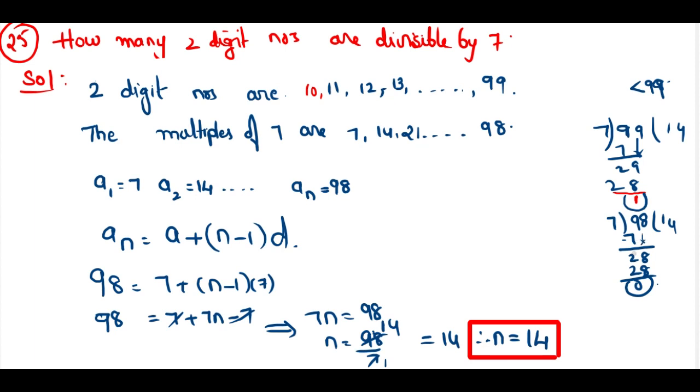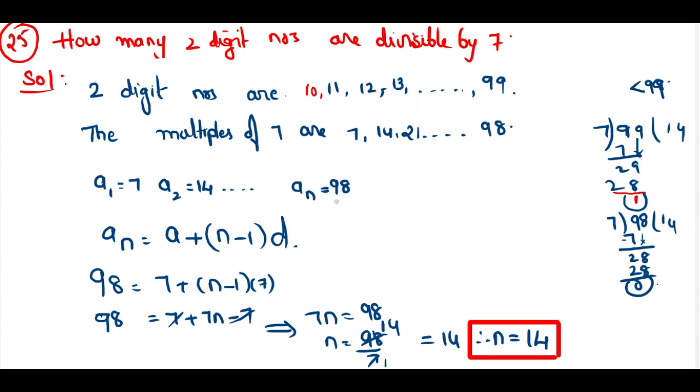This will come down for helping, 28. 7 fours are 28. Okay. So what is the last multiple of 7? It is 98. So what is the first term? 7. Second term is 14, and nth term is 98. So an is equal to, we need to find how many terms are there.